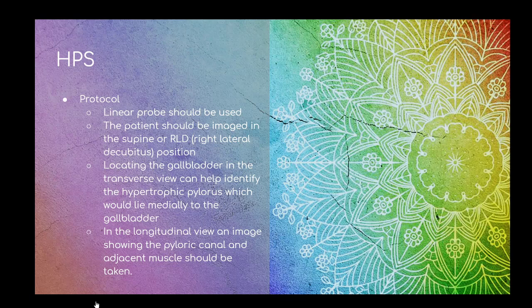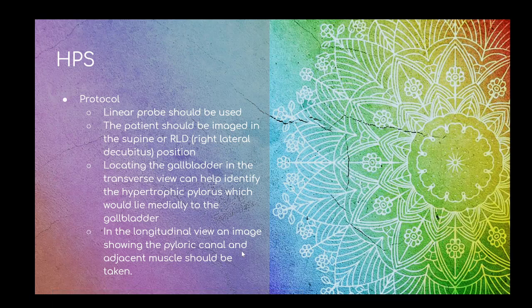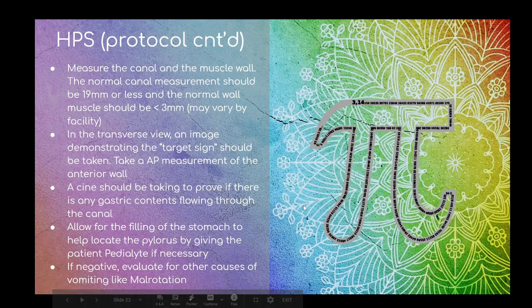Remember, to elongate the canal, you typically are transverse on the body. Once you have the elongated canal in your image, then you should be able to take a measurement of the canal, the length of it, and then also measure the muscle in the AP. Remember that the muscle should measure less than 3 millimeters for normal measurements. Over 3 millimeters is considered positive for pyloric stenosis.